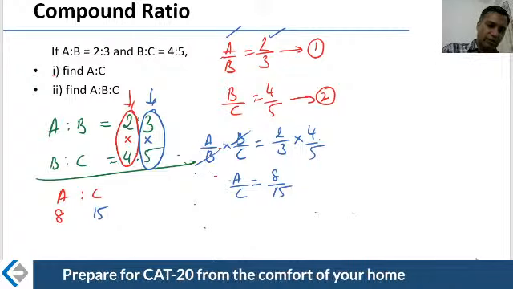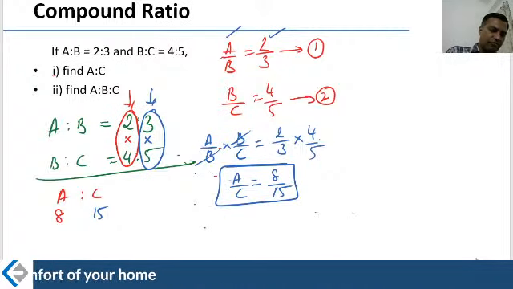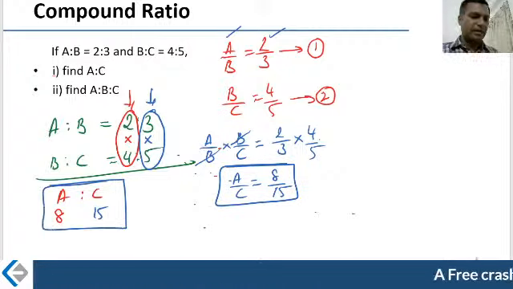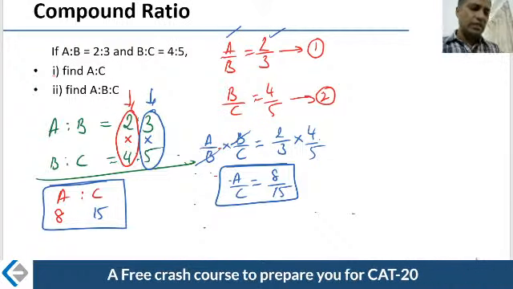All right, now same thing, whatever you did, A by C, that is A is to C is 8 by 15. You get that part. Pretty direct. All right, now listen. What if I want A, B, and C, everything in this particular case?